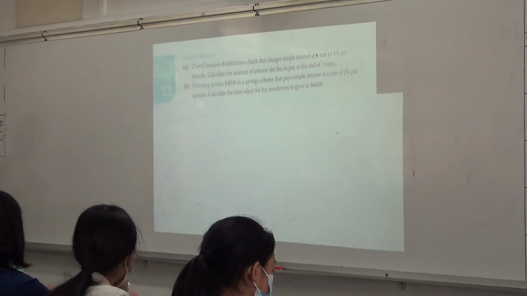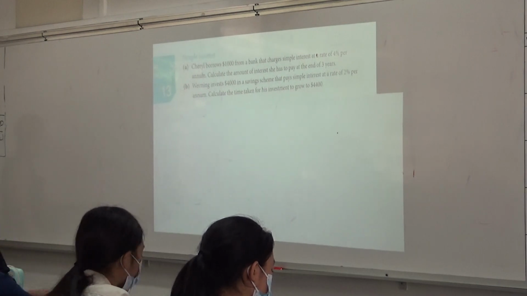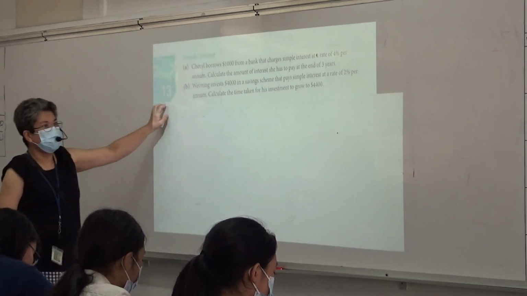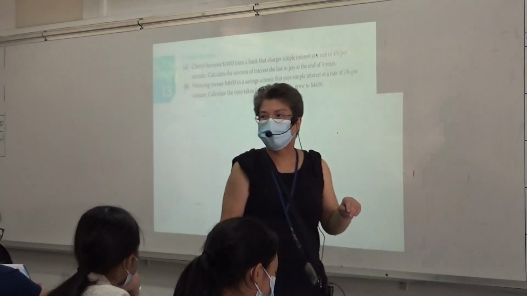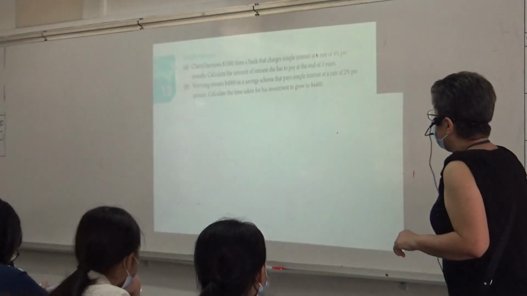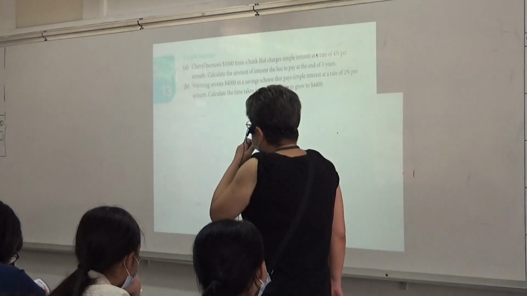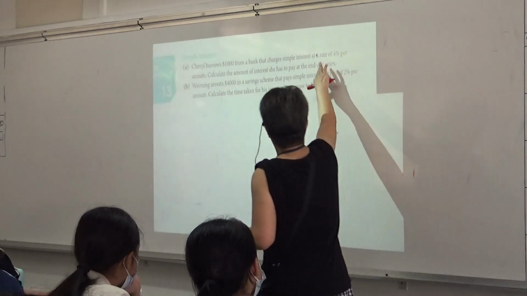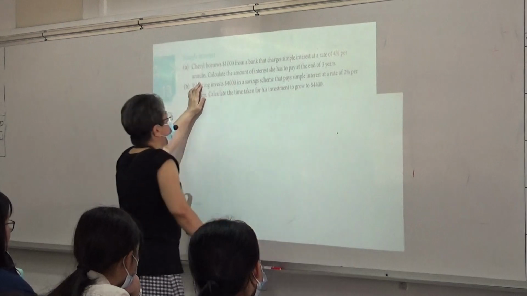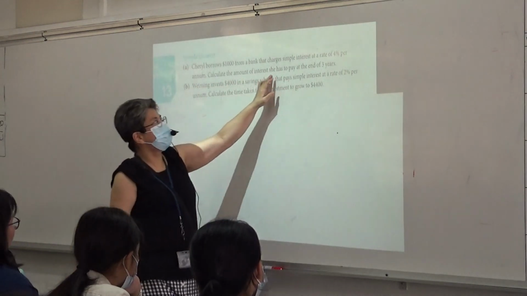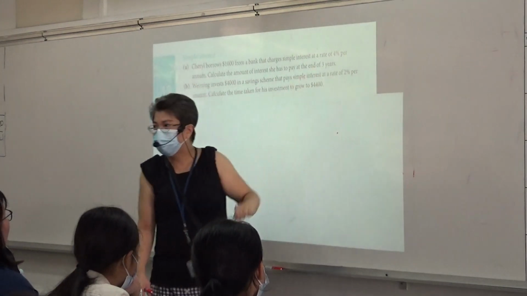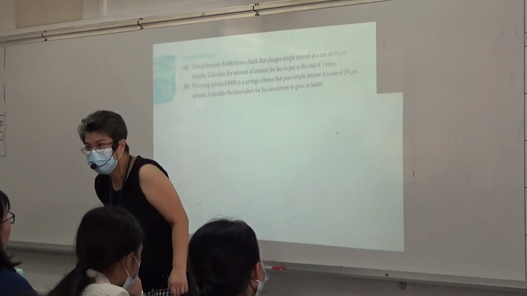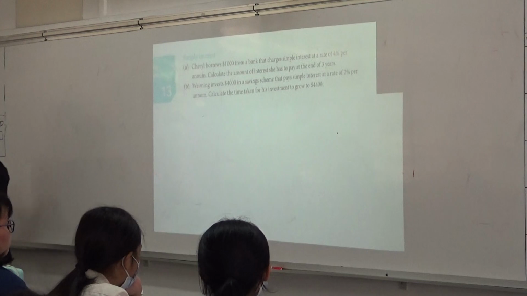I'm trying to do it simply for you to understand. Okay? Now let's take a look at the first question. Example 13. All of you look up. Cheryl borrows $1,000 from a bank that charges simple interest at a rate of 4% per annum. Calculate the amount of interest she has to pay at the end of 3 years. Can you understand? Okay, now I show you the presentation.